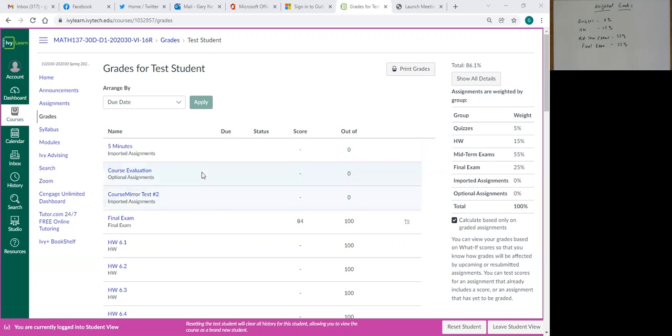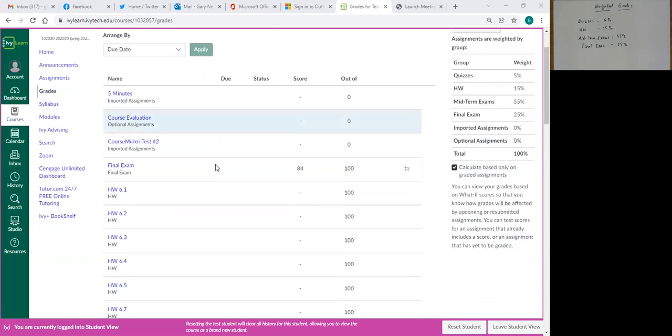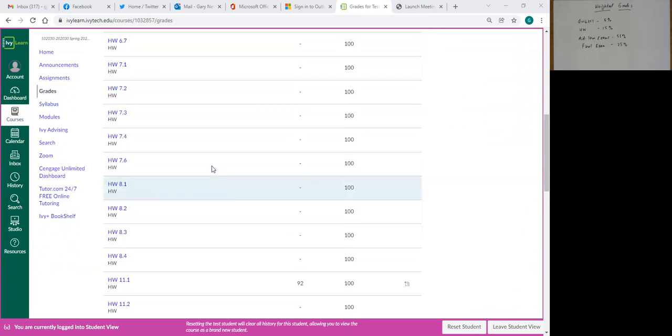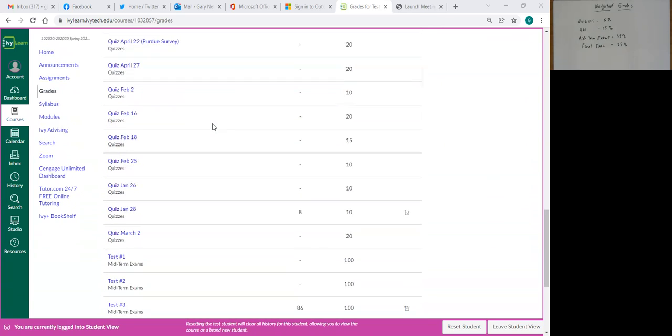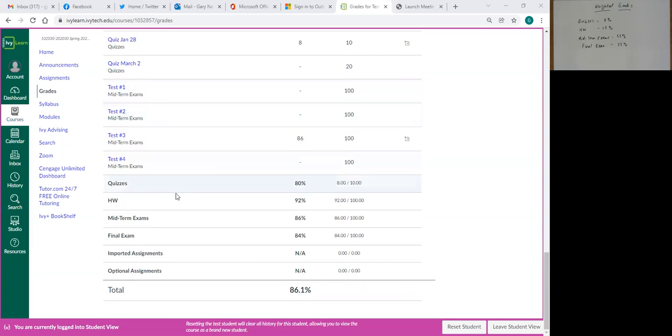Now over here are my actual scores. If I go way down to the bottom, these are all the individual assignments, homeworks, quizzes, test scores. But if I go way to the bottom, you see quizzes, homework, midterm exams, final exams. The 4 categories that are going to determine my final grade, you see them listed here at the bottom. And this is my current score for each of those categories, each of those groups.